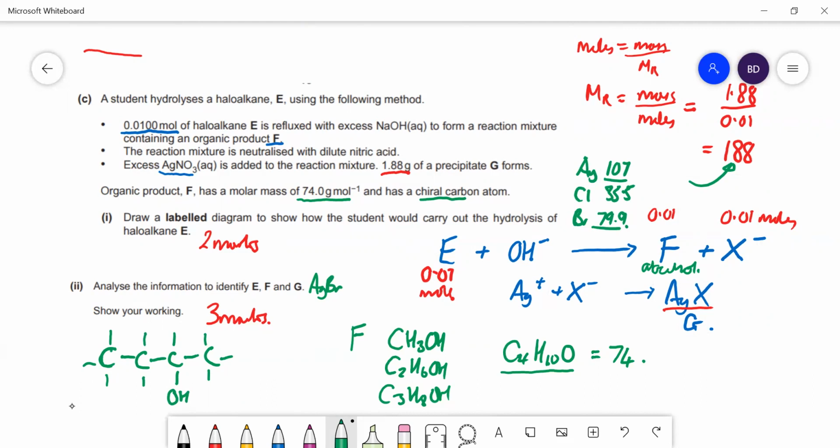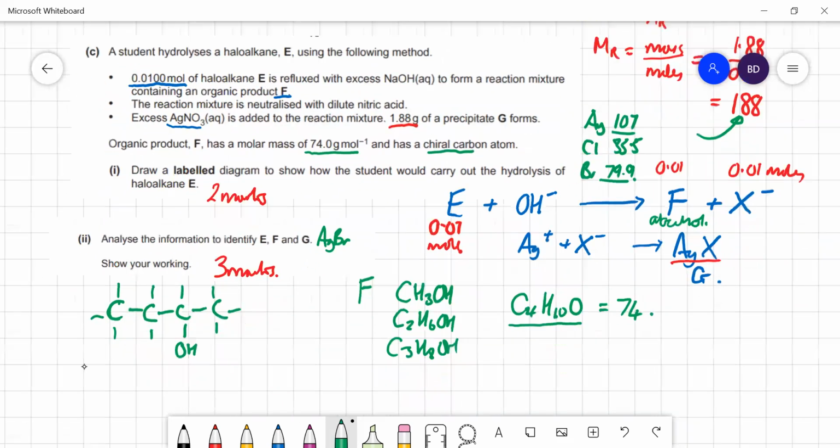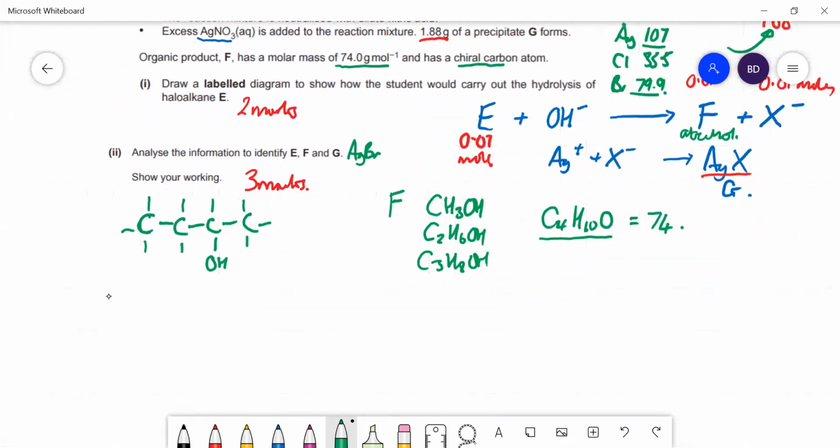Let's just check that any of the branched isomers don't work out. We could have a branched chain, and we could have the OH there. Well, if it was there, that would have 2 hydrogens on it, so that wouldn't be chiral. So that's not right. Or we could put the OH on that carbon, and then you've got 3 methyl groups, so that wouldn't be chiral. So the answer has got to be butan-2-ol. That's F.